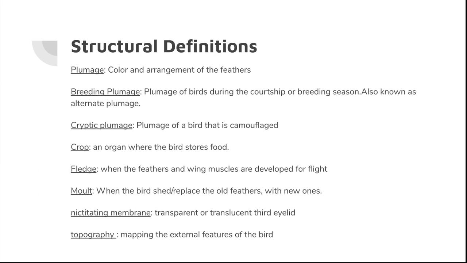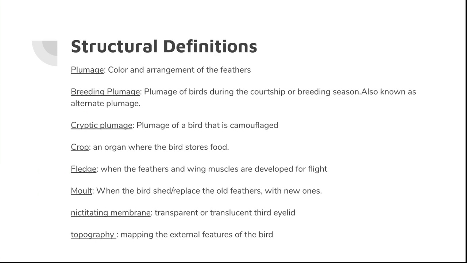Now, cryptic plumage is plumage of a bird that is camouflaged. An example of this is an American bittern, a Wilson snipe. And you might not know what that is. You can search it up. But all you need to know is a Wilson snipe has cryptic plumage, which makes it very camouflaged in its environment. Now, a crop is an organ where the bird stores food. For example, when an American robin eats a worm or grub or something, and it stores it in its crop, it can be used for later consumption.